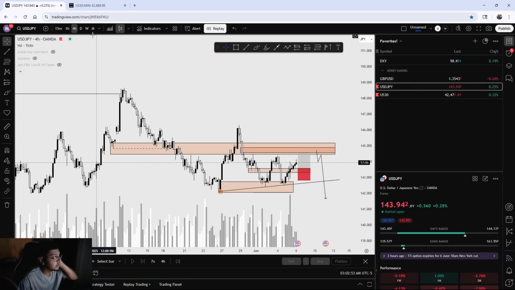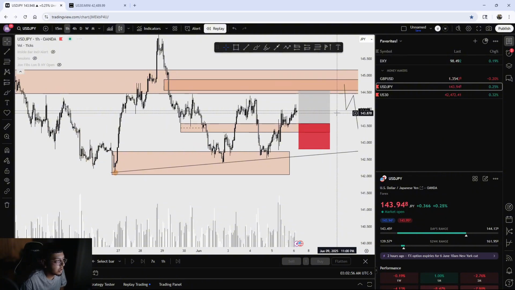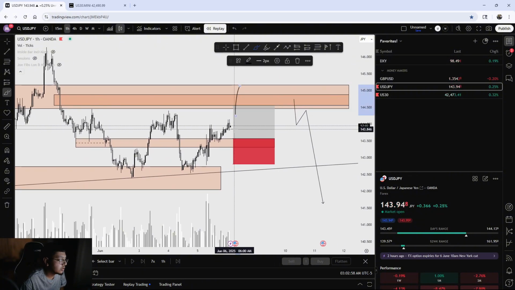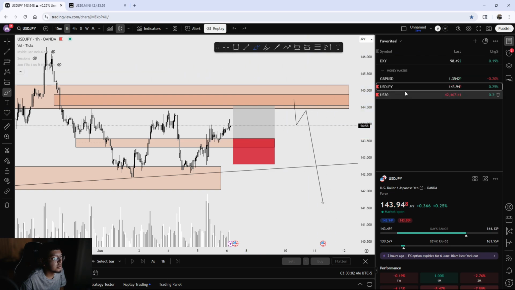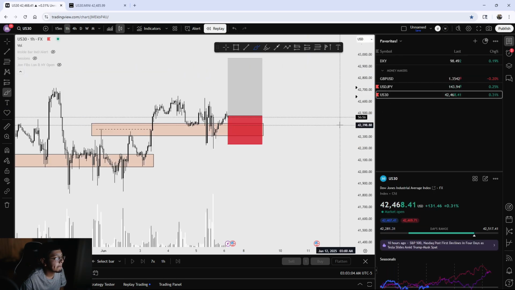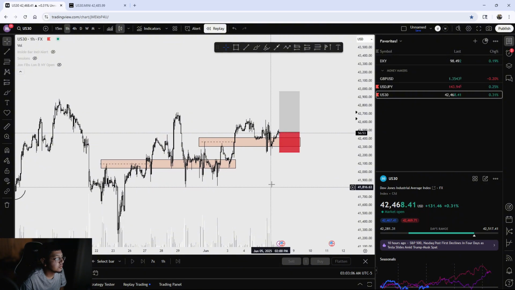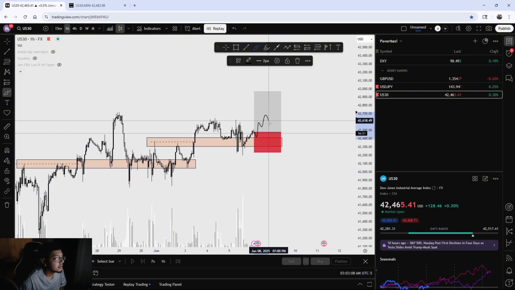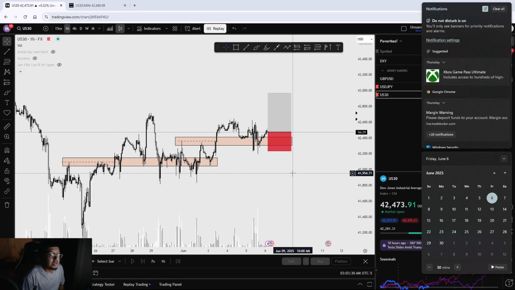So given that information, I do see USD JPY going bullish. I would like for price to actually tap me in to continue that bullish momentum. As well as US 30, I'd like to see this continue to the upside. Other than that, that's it for the video.